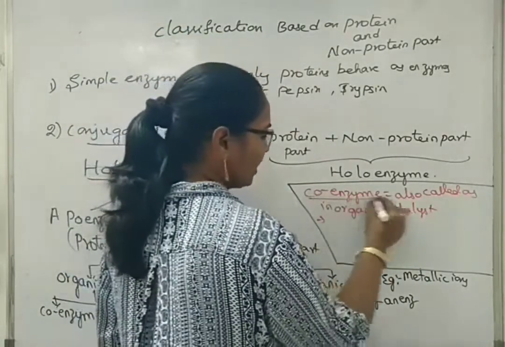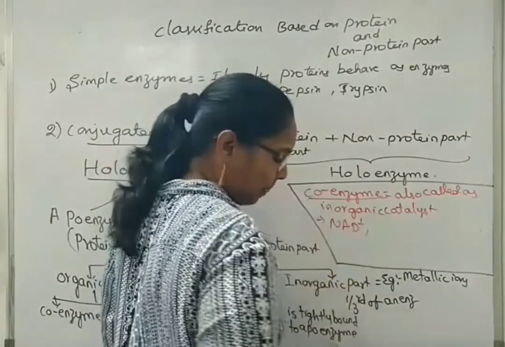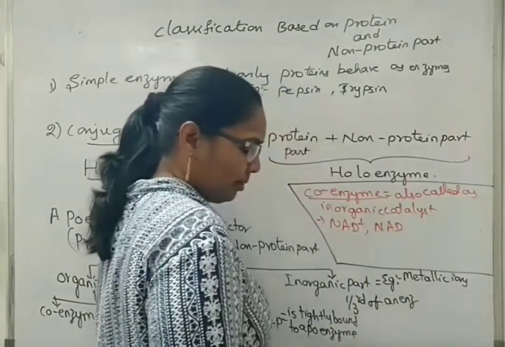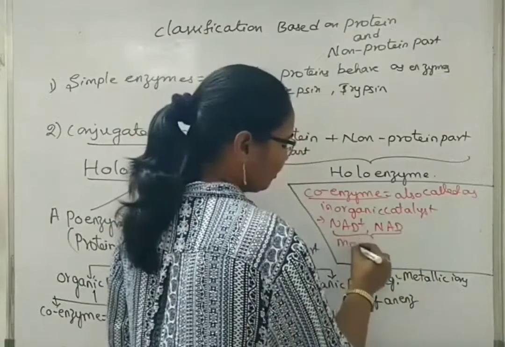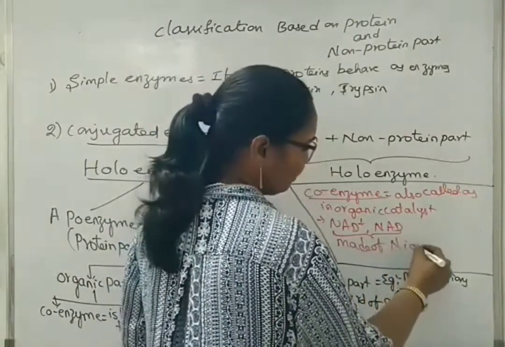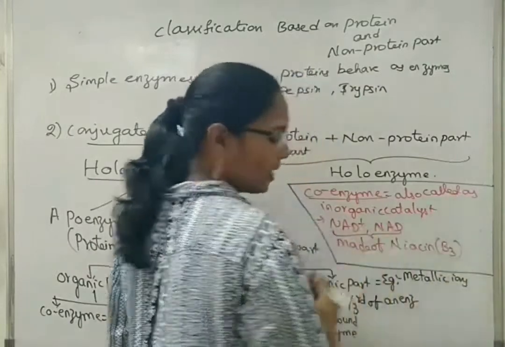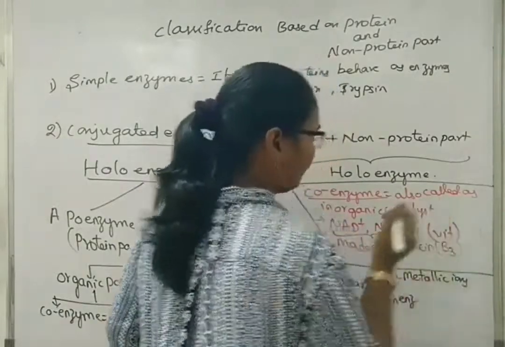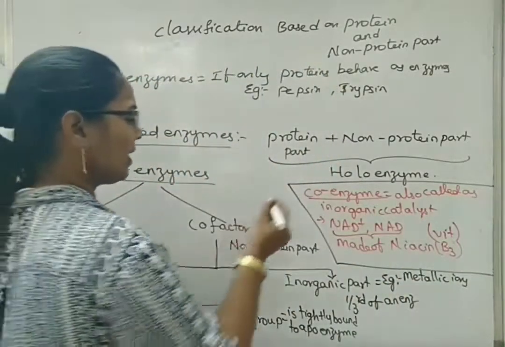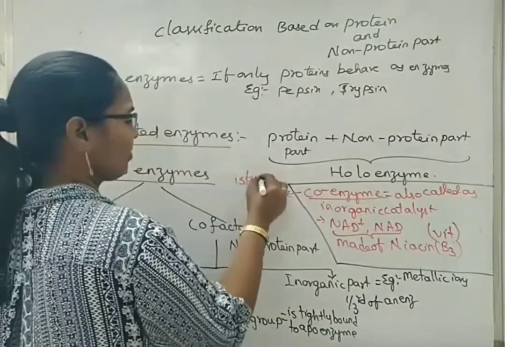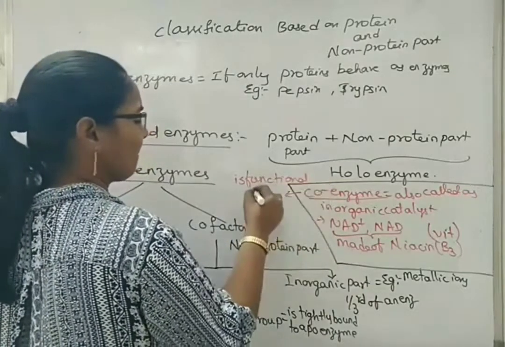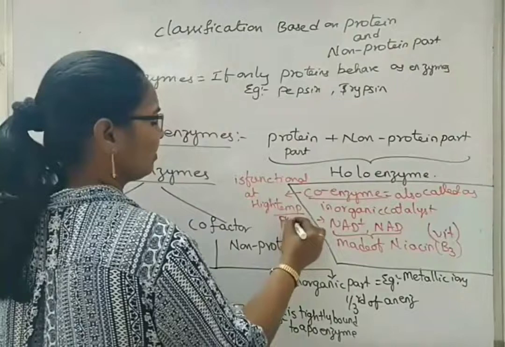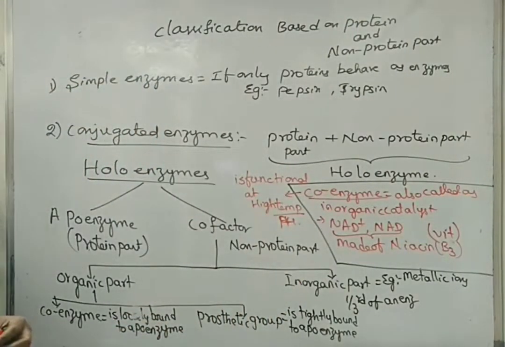Examples under coenzymes are NAD plus and NAD, etc. These both are made of niacin. Niacin is considered a B complex vitamin, vitamin B3. Now, coenzyme is functional at a high temperature and high pH, means acidic, basic conditions.